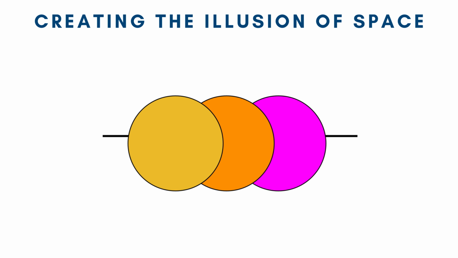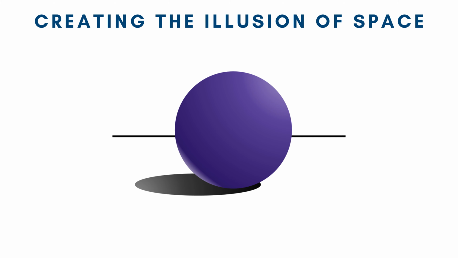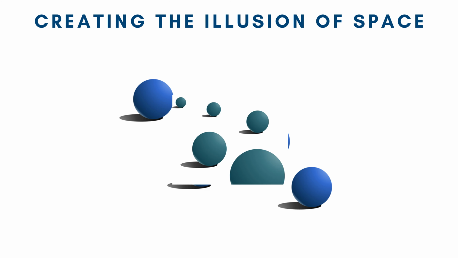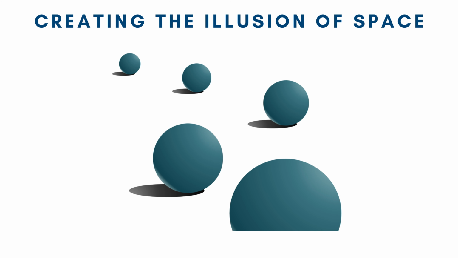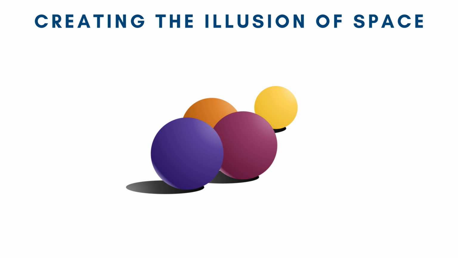Overlapping creates the illusion that one object appears to be behind the other. Shading uses light and shadow to create the illusion of form and space. Placement creates the illusion that objects higher in the picture appear to be in the distance. Size creates the illusion that small objects look distant, while closer objects should be larger. Value and focus creates the illusion that lighter values with less details suggest distant objects.